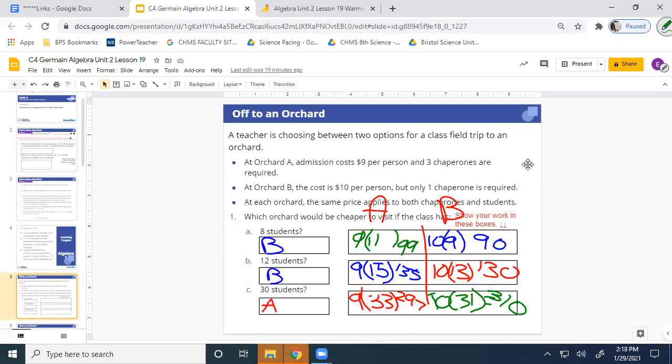So, Orchard A this time is going to be the cheapest because 297 is smaller than 310. Awesome job, my friends. Awesome, awesome, awesome. So now, that was sort of like thinking about it logically.